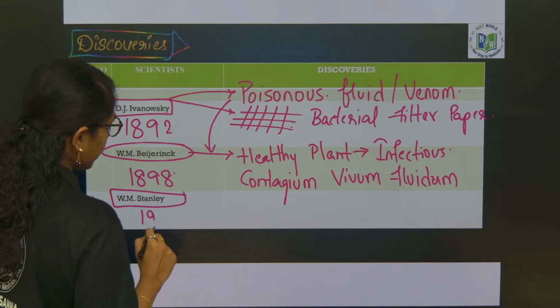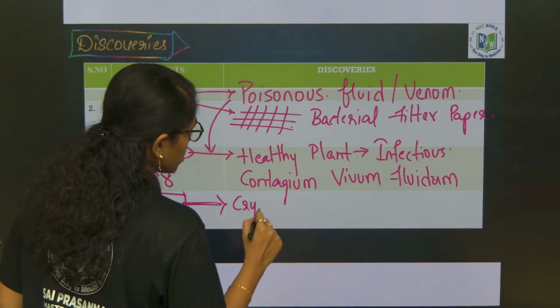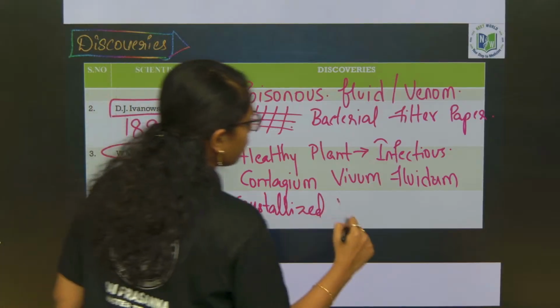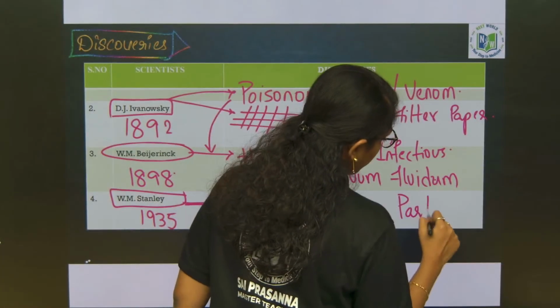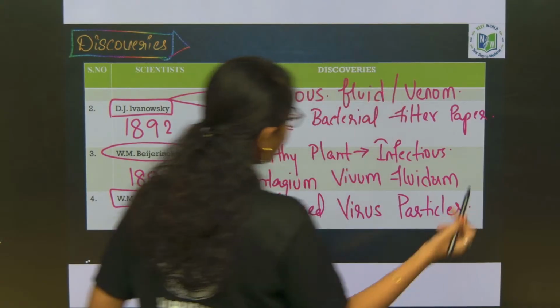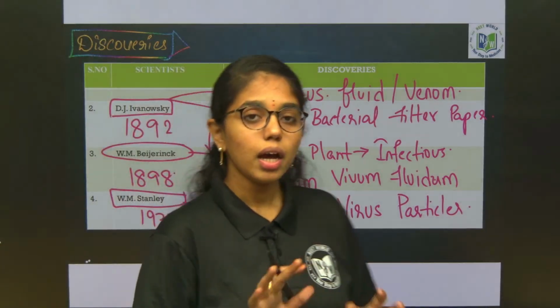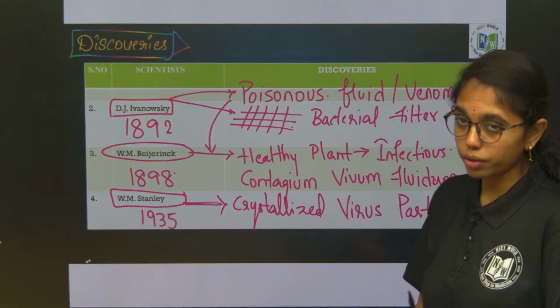W.M. Stanley, in the year 1935, crystallized virus particles and said that viruses are nothing but crystalline structures outside the living host. So these three scientists and their points are very important for us, beta.